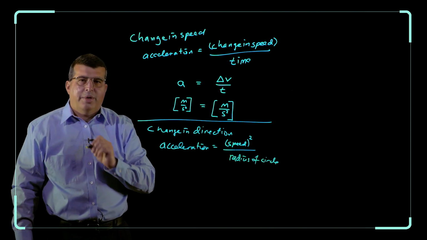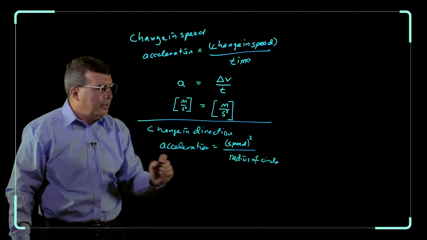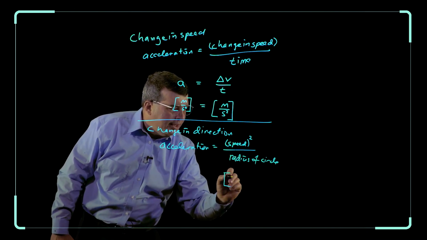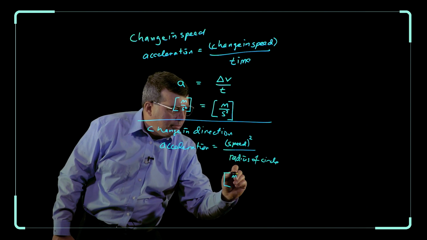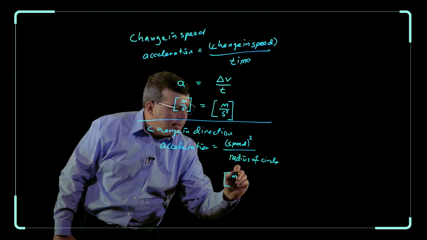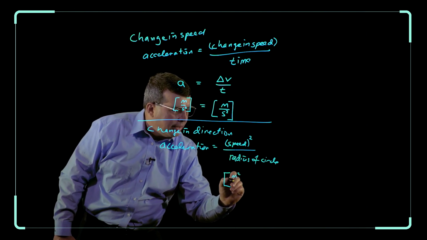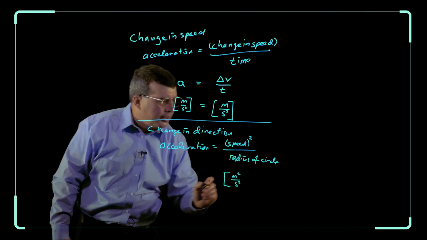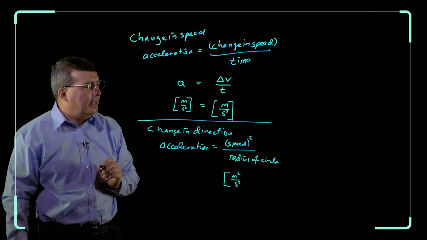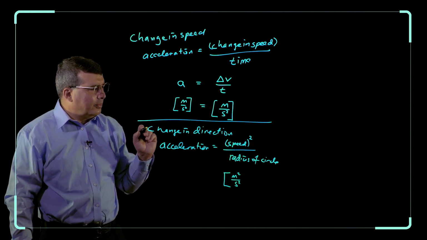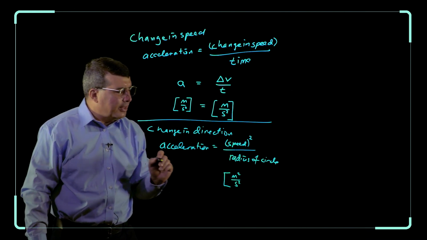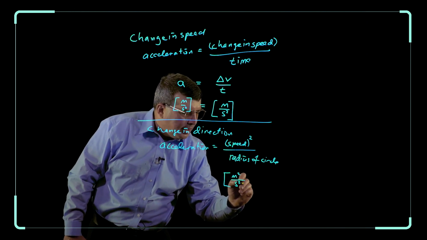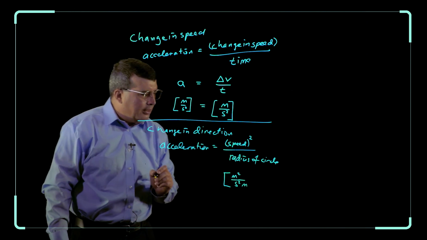Okay? Now the question is, do our units work out? Well, what are our units? Speed squared would be meters squared divided by seconds squared. So speed is meters per second, and so when we square that, we get meters squared per second squared. Now I'm dividing by the radius of the circle, so I'm dividing by a meter.